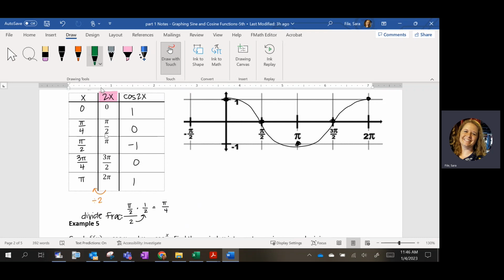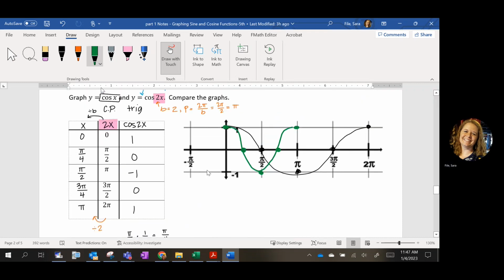So when I go to graph this, I'm at 0, 1, so that point did not change. And then I'm at pi fourths, 0. So I go halfway to pi halves, and I'm at 0. And then I go to pi halves, and I'm at -1. And then 3 pi fourths, I'm back at 0. And then at pi, I'm up at 1. So that's the new graph. That's cosine of 2x.